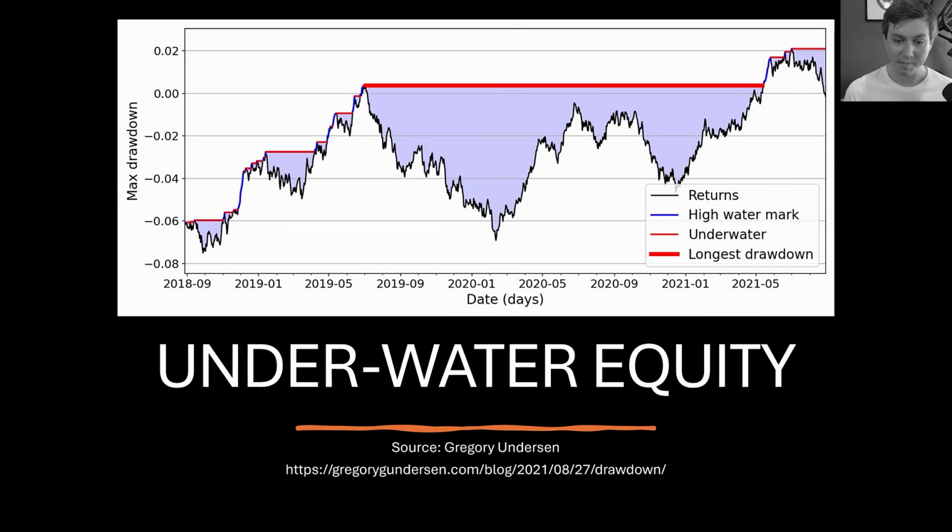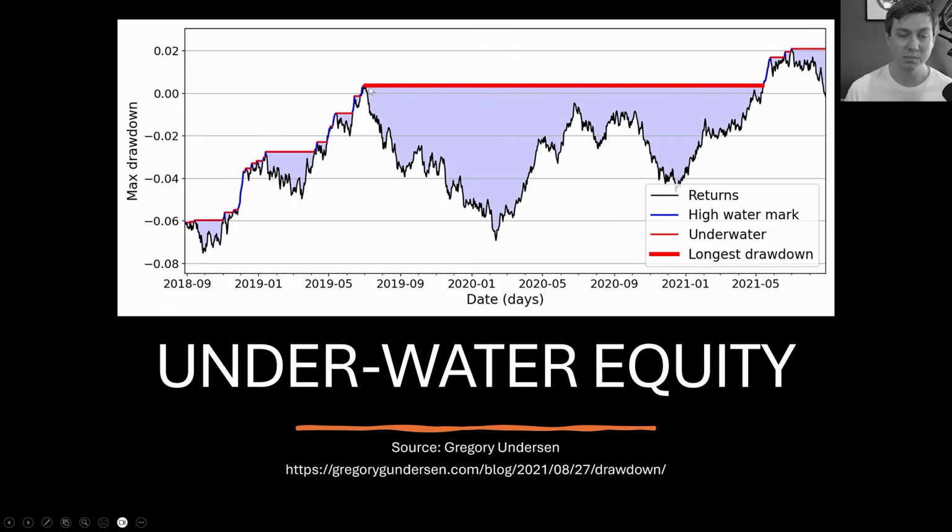Here's another chart. I didn't make this chart. The source for this is at the bottom of the slide there. And this is showing a simulated trading system's equity curve. So the black line is the equity curve. The blue lines are new equity highs, and the red lines are the system in drawdown. And this big thick red line is the longest drawdown this system endured, which also happened to be its worst drawdown. It doesn't always have to go hand in hand.